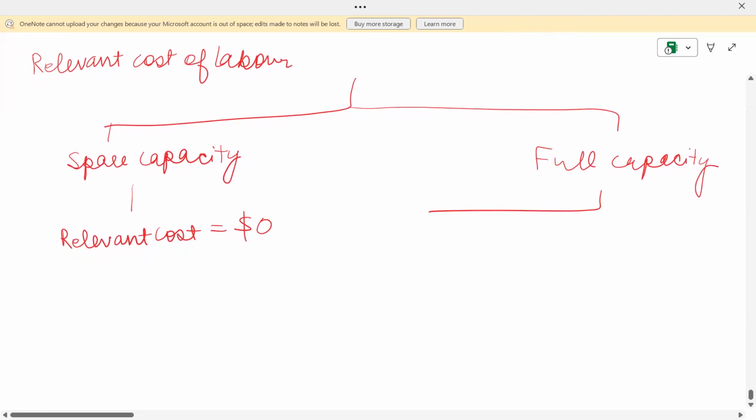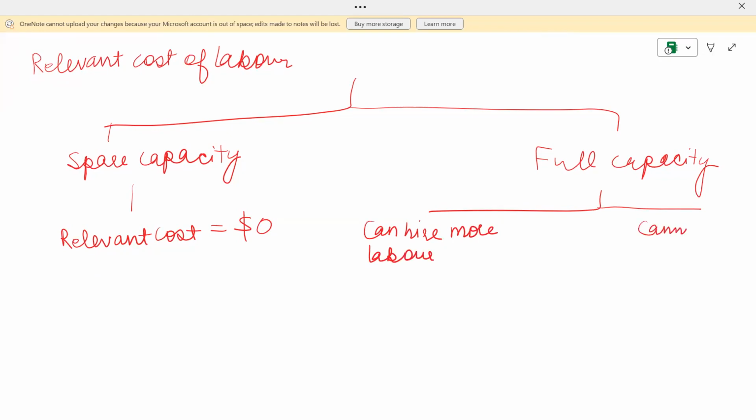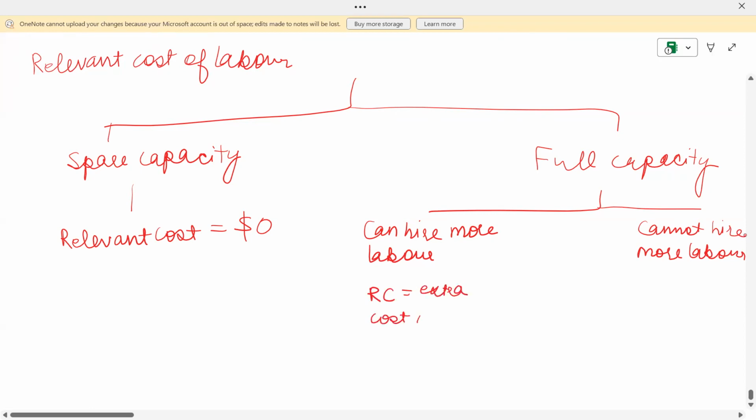Now when it comes to full capacity, again there are two possibilities. Either you can hire more labor, or you cannot hire more labor. Let's discuss what's going to happen in each of these scenarios. When I have to hire more labor, definitely my relevant cost is nothing but the amount of money which I pay to them. So my relevant cost becomes the extra that I pay to the labor. So the extra cost of labor will be my relevant cost at this point.